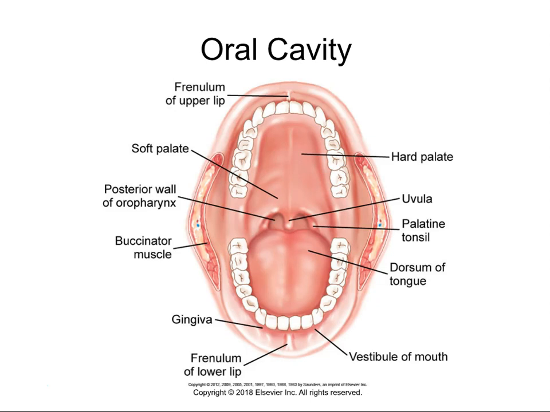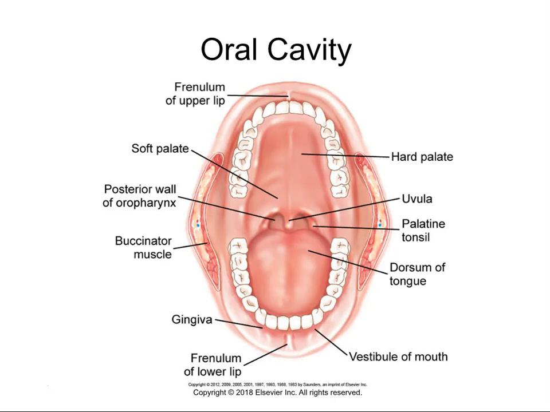The roof of the mouth is formed by the bony arch of the hard palate and the fibrous soft palate behind it. If you lift your tongue up to the roof of your mouth, that's your hard palate. Behind that hard palate, you also have your soft palate. The term palatine means pertaining to the palate.